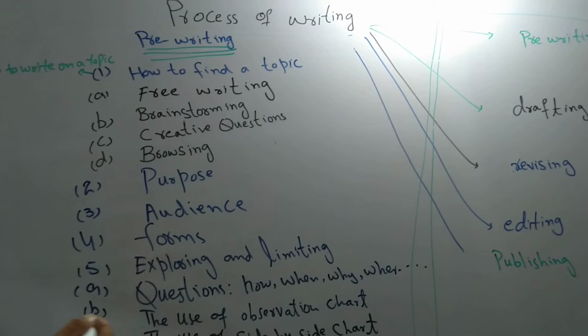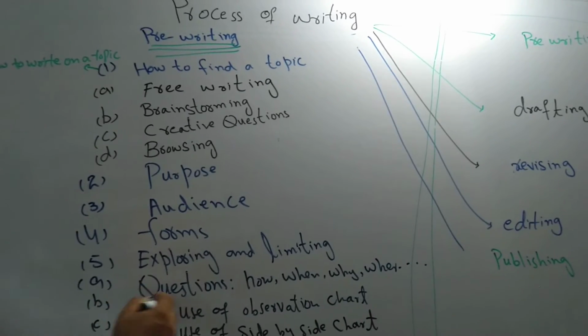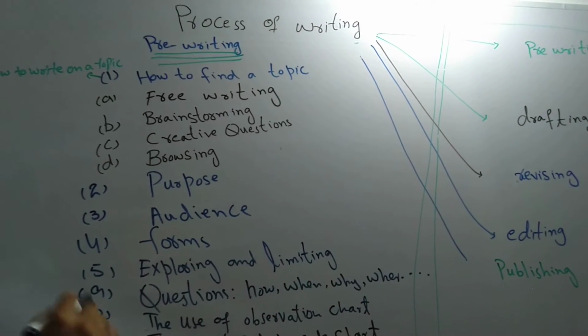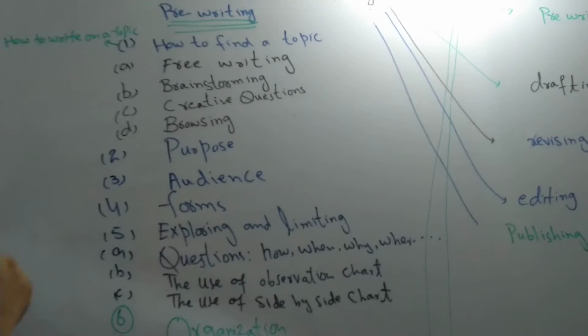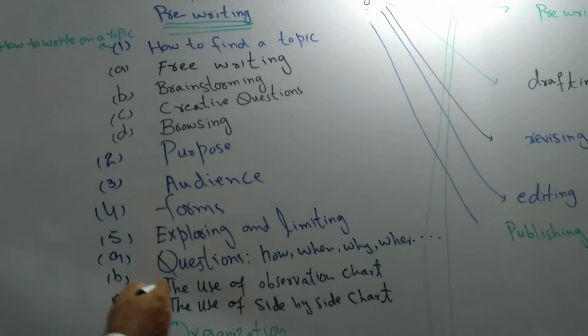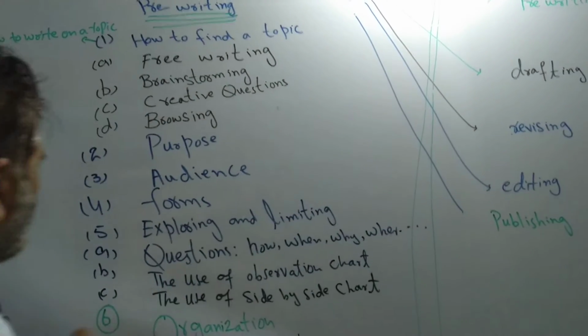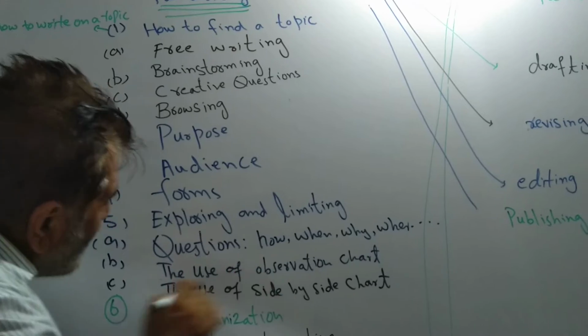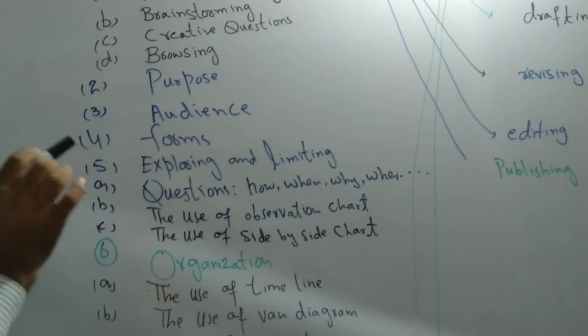So questions may be used here. For this purpose, questions like how, when, why, where, and so on. We discussed earlier that when we want to explore or limit, we use questions: how, why, and where. Then the next strategy or approach is the use of an observation chart.